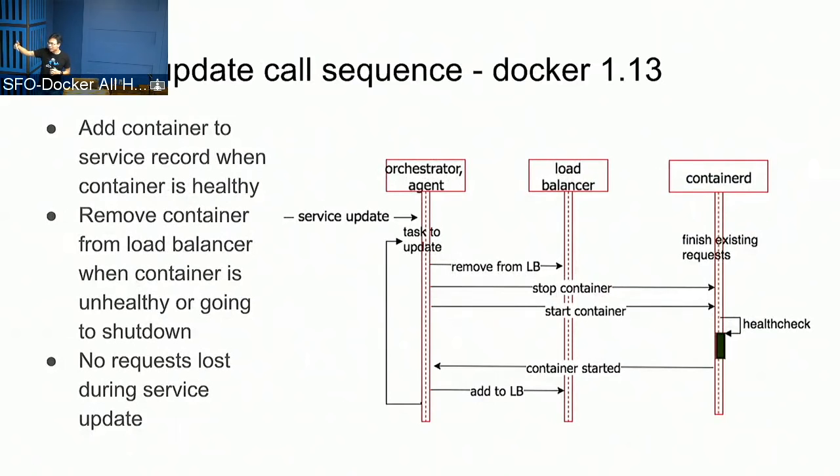Let's say it takes some tasks out, and then it would first remove them from the load balancer. Next, it would send a stop container to containerd. When it receives the stop container, containerd would send a SIGTERM, trying to shut down the container. But after 10 seconds, it would send a SIGKILL, actually removing it. So during that time, the container can continue to serve the existing requests, but it would not receive new requests.